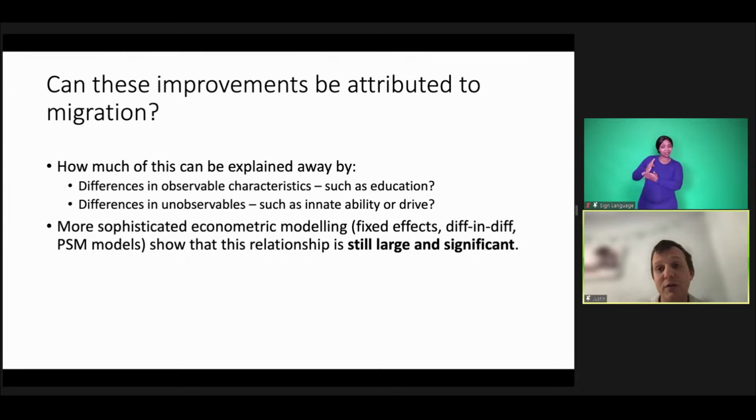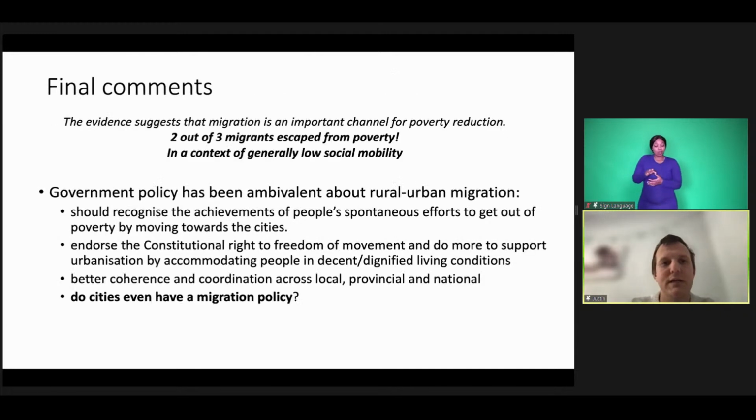And I'm not going to go into it for the purpose of this session, but just to say we have run sophisticated econometric modeling. And basically you find that the relationship is still large and significant, no matter what sort of models and controls we put on it. So this is strong evidence that this relationship could be of a causal nature.